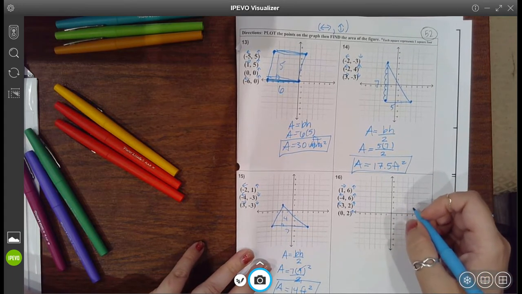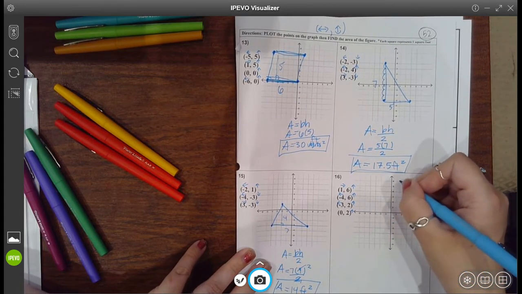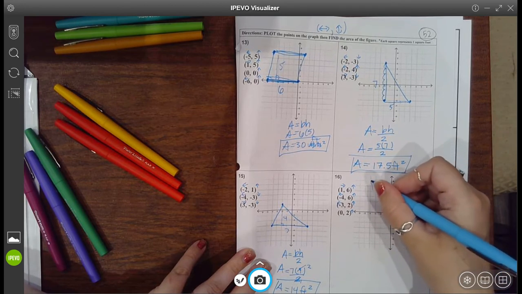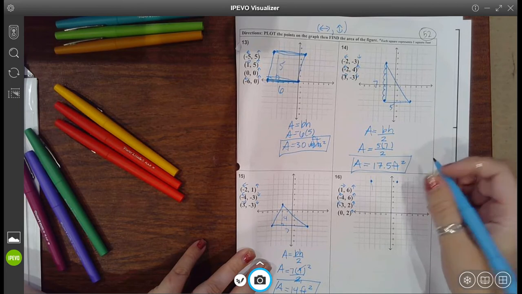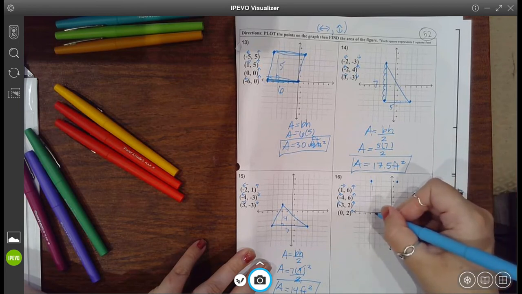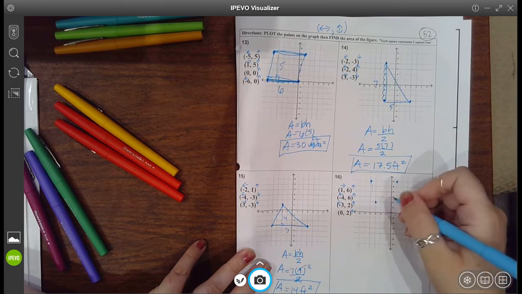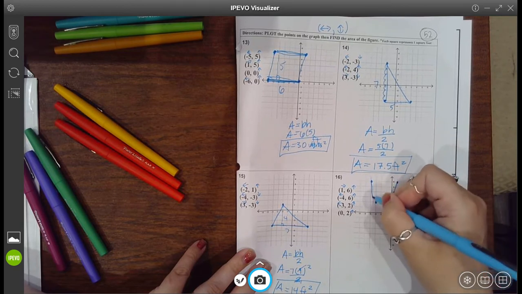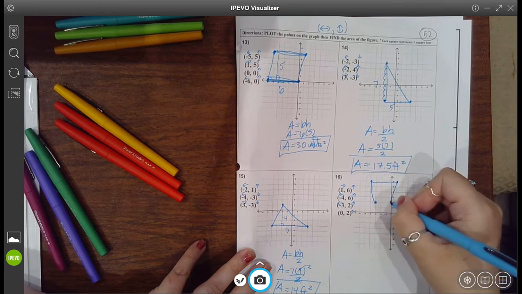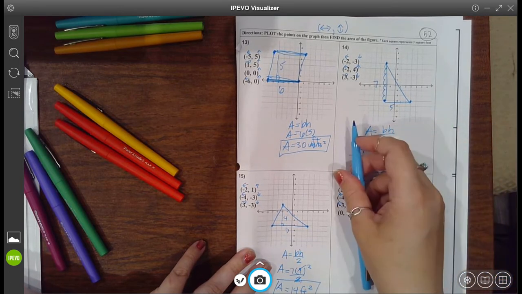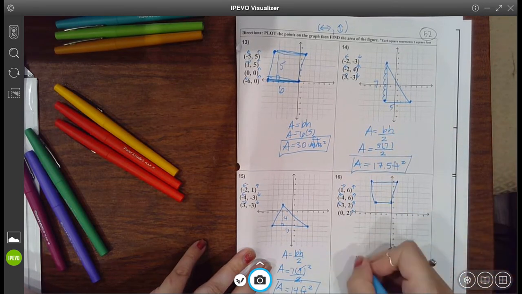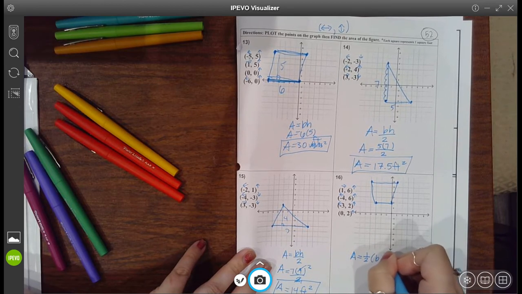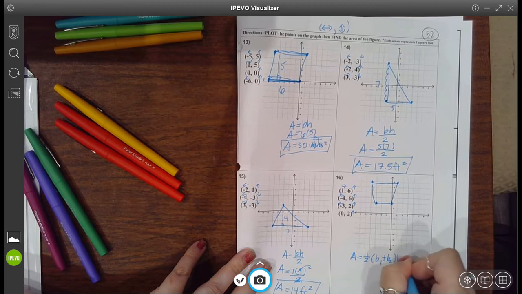Okay, last one. Over 1, up 6. Left 4, up 6. Left 3, up 2. And over nothing, up 2. Well, this one is not a parallelogram because these 2 lines would intersect. So this is a trapezoid. So area equals 1/2 base 1 plus base 2 times the height.